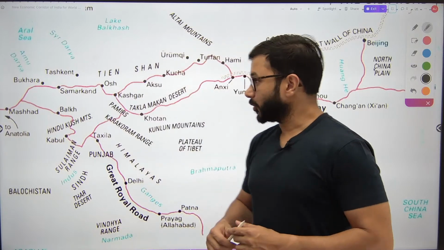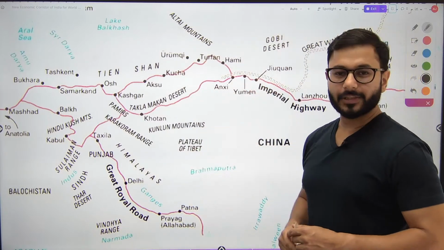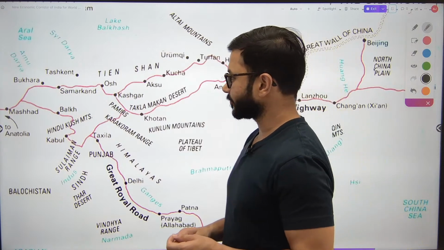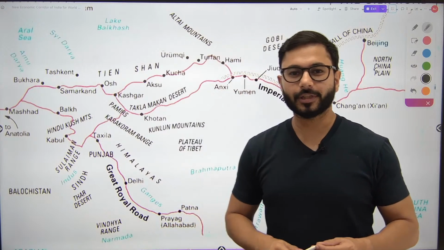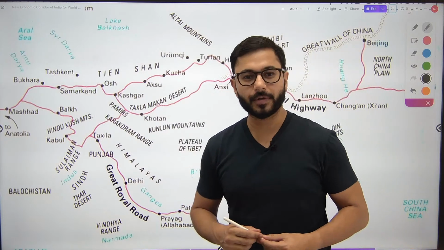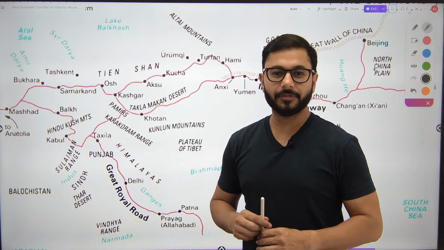Do you guys know what this is and what this diagram or this map represents? Tell me once in the comment section so that I can take it forward from here and explain to you what exactly we are going to discuss today.